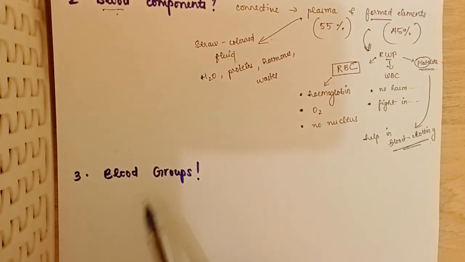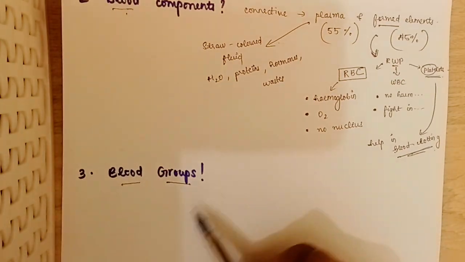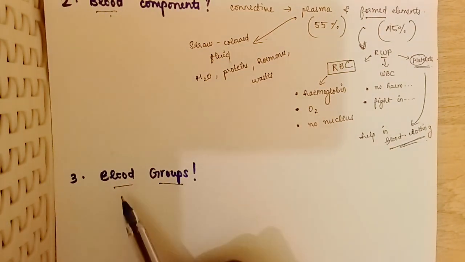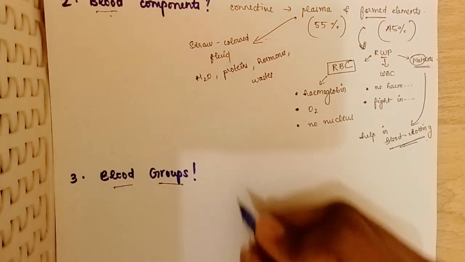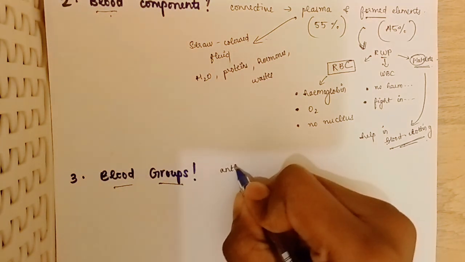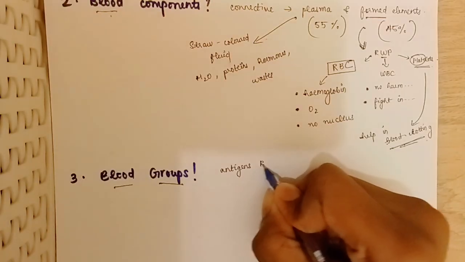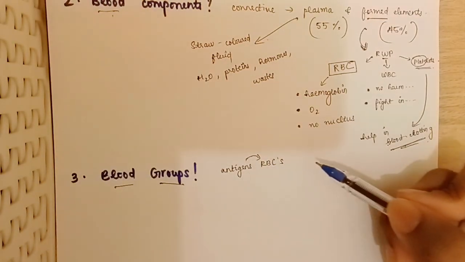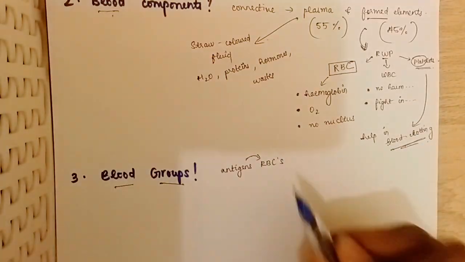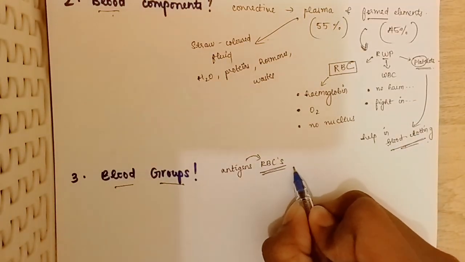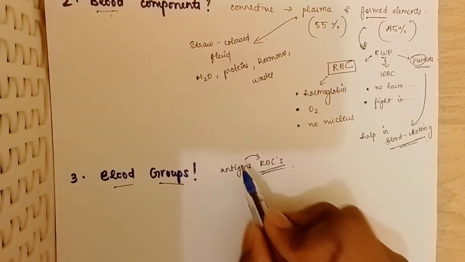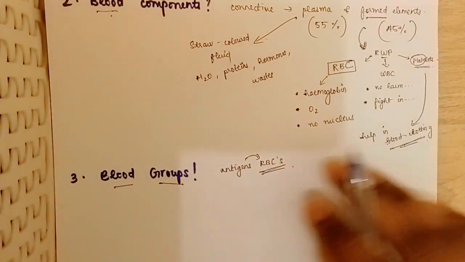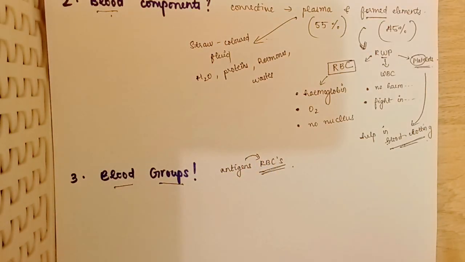Nextly, let's look at blood groups. So what are blood groups? Just like the name, groups of blood, the different groups of blood. So blood is grouped on the basis of antigens on the RBCs. So special substances or special structures will be found on some of the RBCs in humans, and the antigens can be of different shapes and different types.